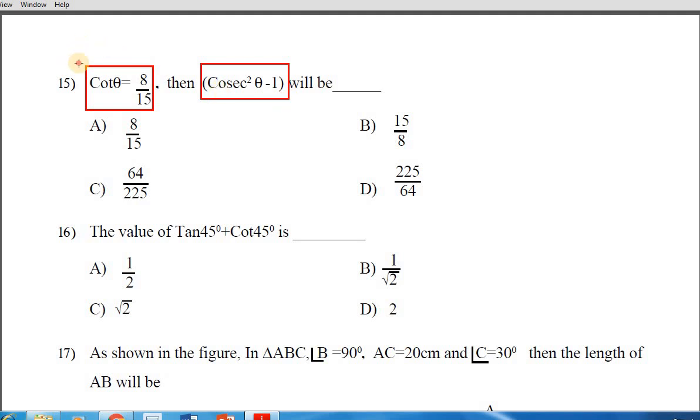But here they have given the cot theta value, that is 8 by 15. Now make the square of 8 as well as 15. So 8 square is 64 and 15 square is 225. Hence C is the correct option for this question.